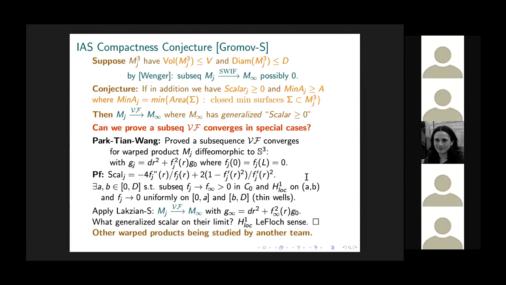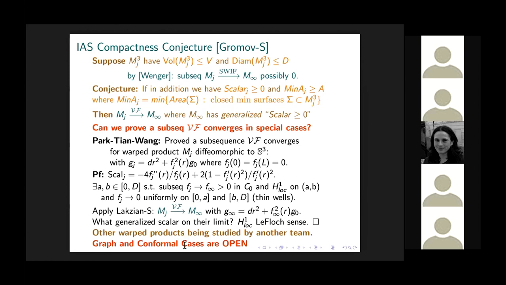You assume something a little bit more about the manifolds. You try to break it up into fat and thin parts. The thin parts will be cut off and disappear, and the fat parts will converge to something that hopefully has generalized scalar non-negative curvature. Okay, so there are other warped products being studied by another team. There are graph and conformal cases people can consider. A graph case would be you assume all the M_j are graphs sitting over a fixed manifold. Or conformal cases, all the M_j are conformal to one another.